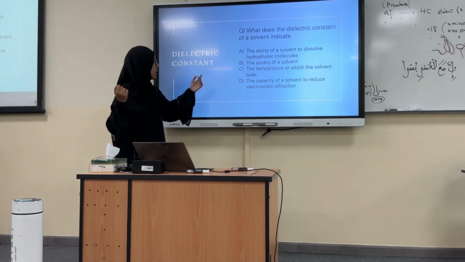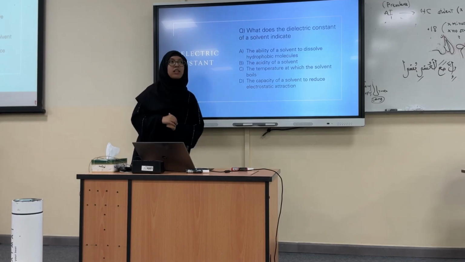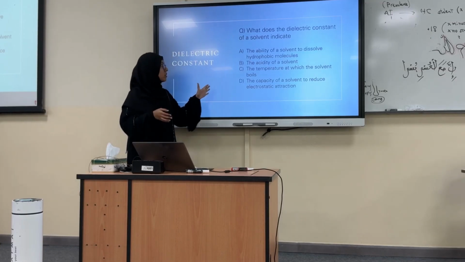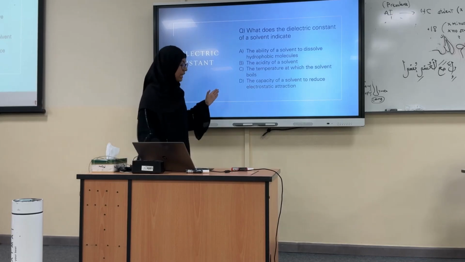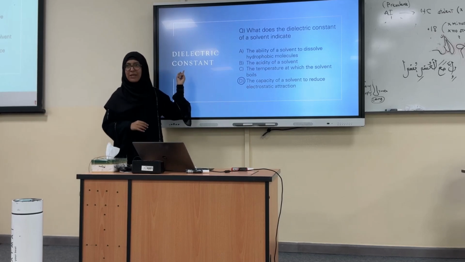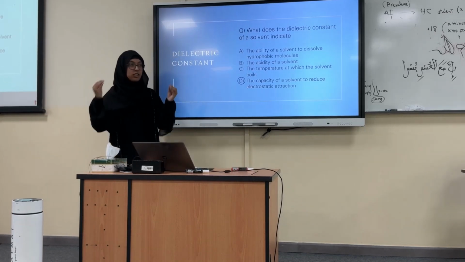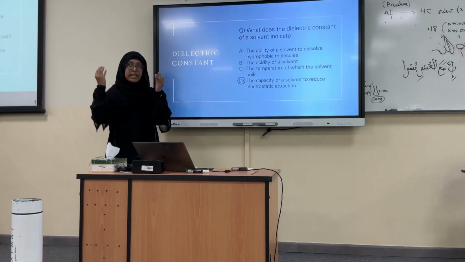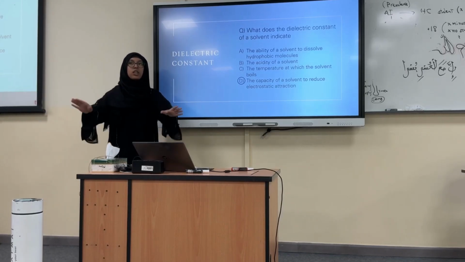C. Temperature at which the solvent boils. Interesting. Okay, so we're having a mix of A, C, and D. So the answer is going to be D. Why? It's pretty obvious with the name, isn't it? Dielectric constant is the name given for the ability of a solvent to dissolve solutes.